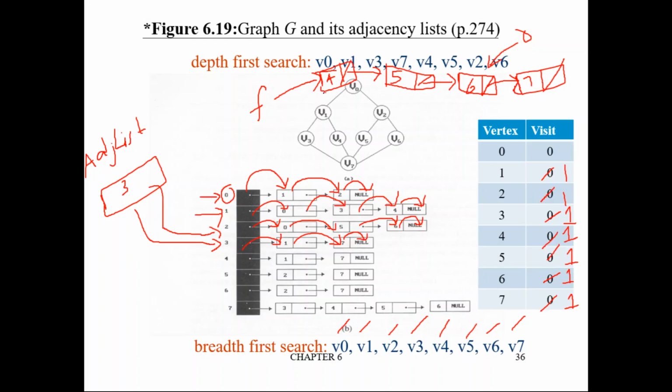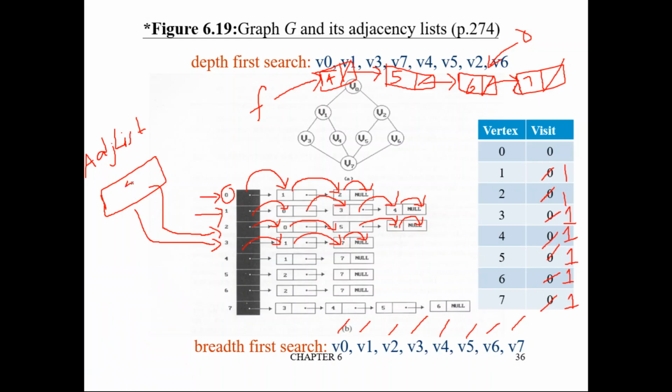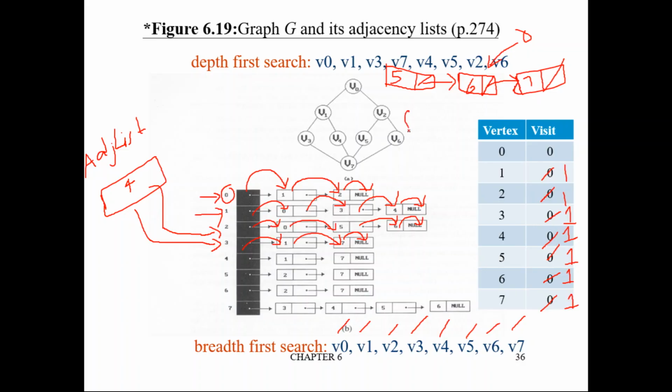Okay, so 4 will come out now. So remove 4. So here we'll get 4, and 4 is removed from the queue. Okay, that is, now front is pointing to 5.